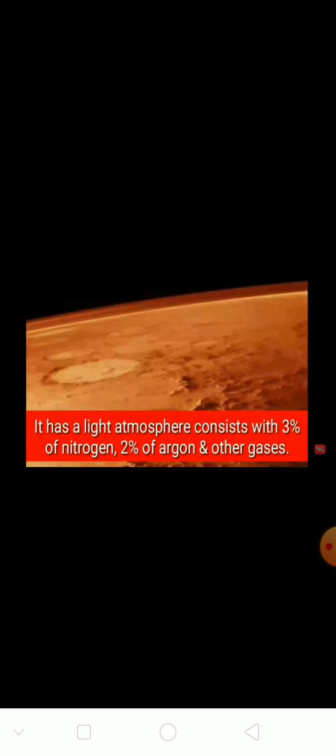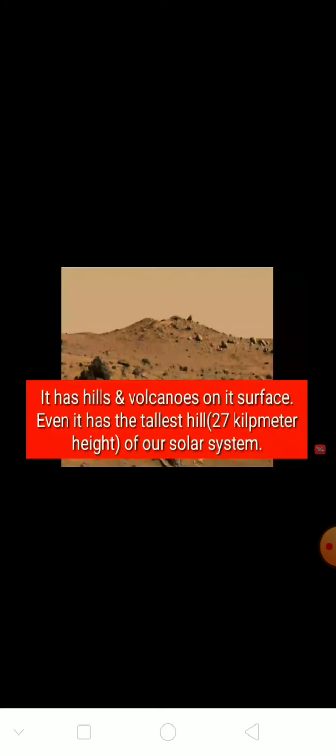Mars has a light atmosphere. It consists of 3% nitrogen, 2% argon, and other gases also present in the atmosphere. It has hills and volcanoes on its surface. It even has the tallest hill in the solar system, 27 kilometers in height.